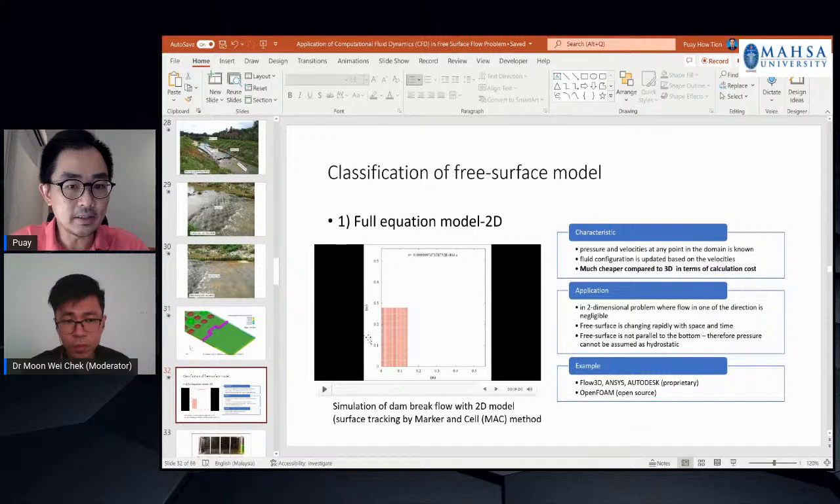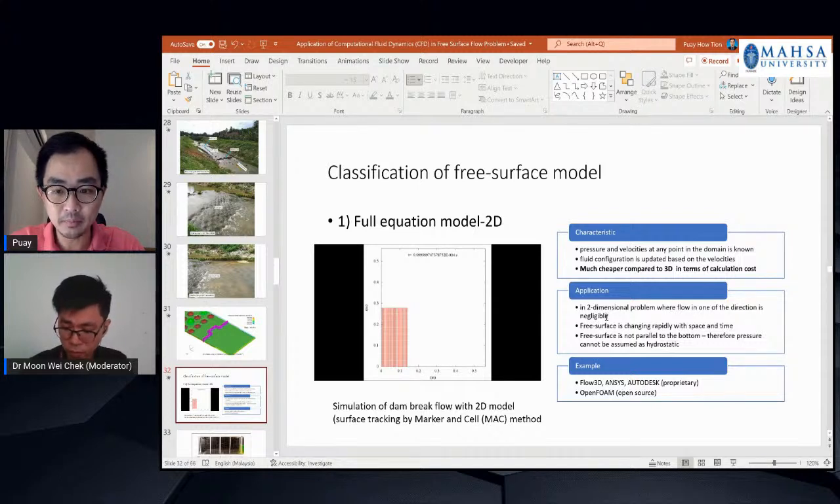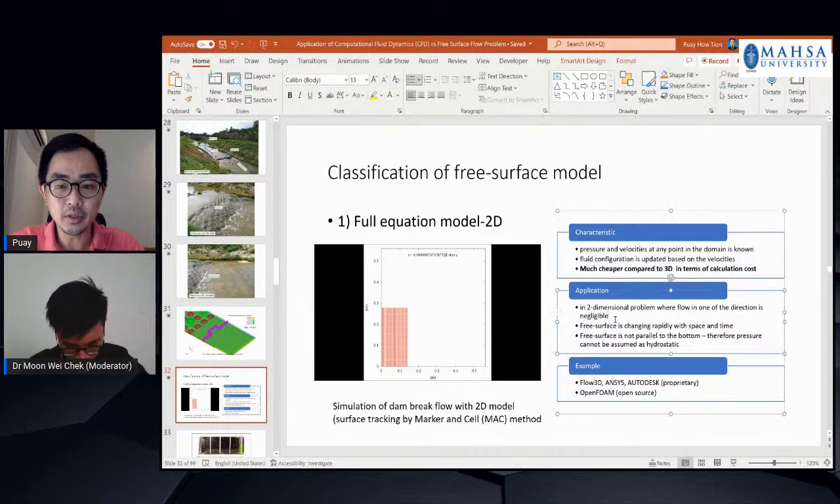So next is the 2D model, because a 3D model is too expensive in terms of calculation cost and time. So sometimes we can choose to use a 2D model. A 2D model is much cheaper than the 3D model. It can be used in phenomena where flow in one direction is negligible. The rest of the characteristics are the same as the 3D model, just that if the phenomena can be represented by a 2D problem, then a 2D model is more efficient.